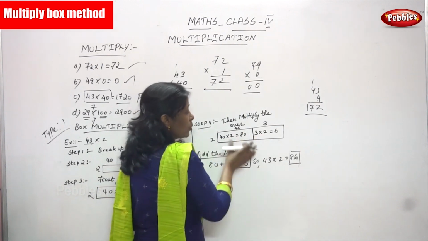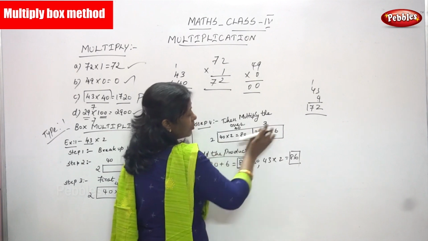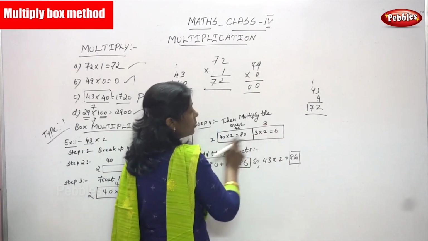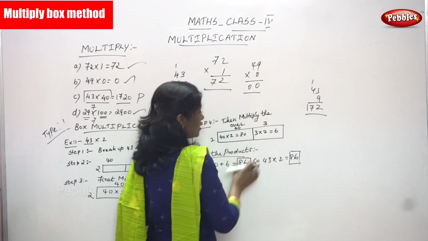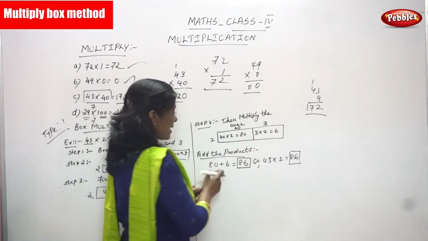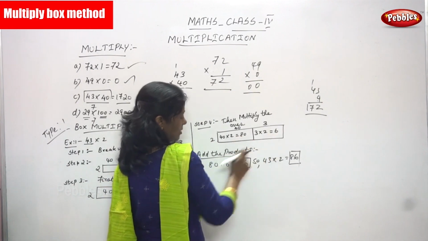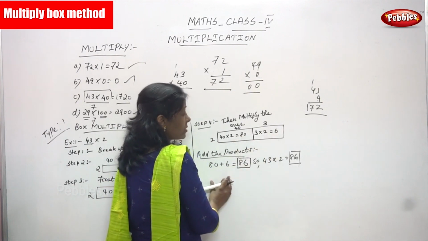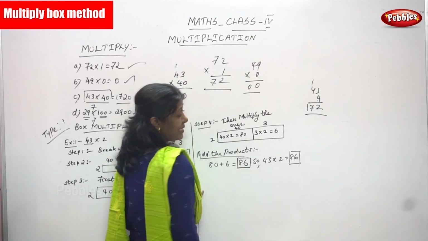Now you have to write as it is in the box, and 3 into 2. 3 into 2 you can get 6. So that is also step 4. And finally you must add the products, that is 80 plus 6. 80 plus 6 is 86, that is the product. So 43 into 2 you can get 86.